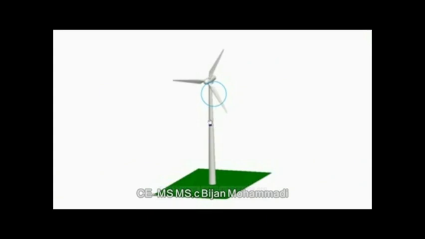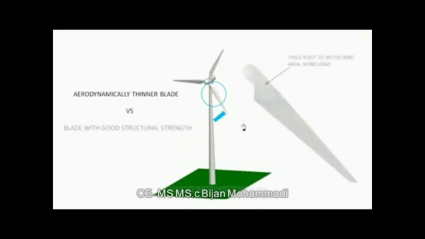With more blades, the blades should be thinner to be aerodynamically efficient. But blades with a thinner portion at the root may not withstand bending stress induced due to axial wind loads. So generally wind turbines with 3 blades, which can accommodate a thicker root, are used.